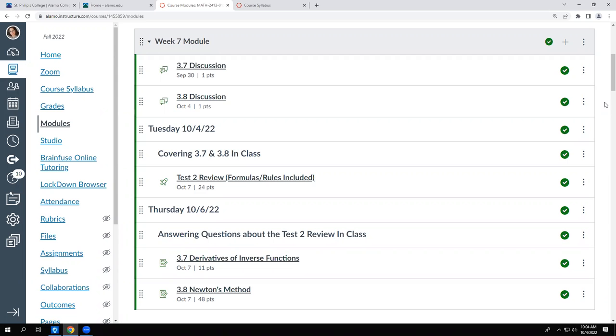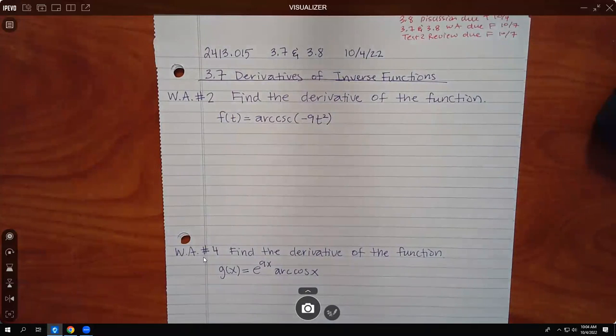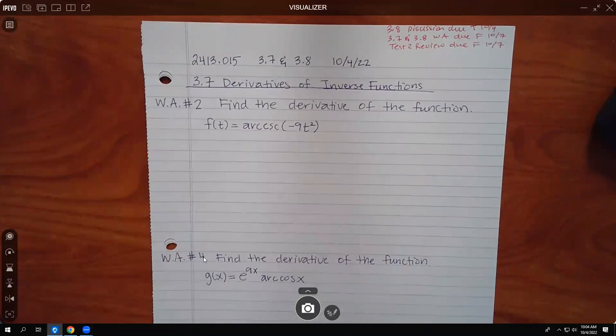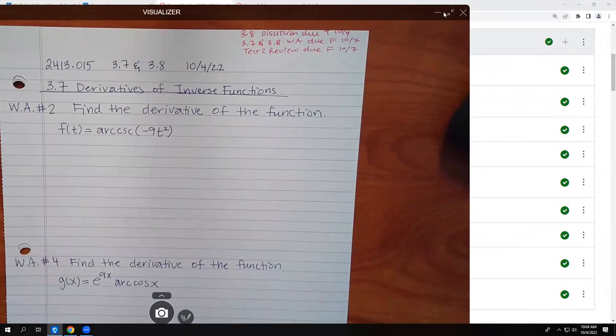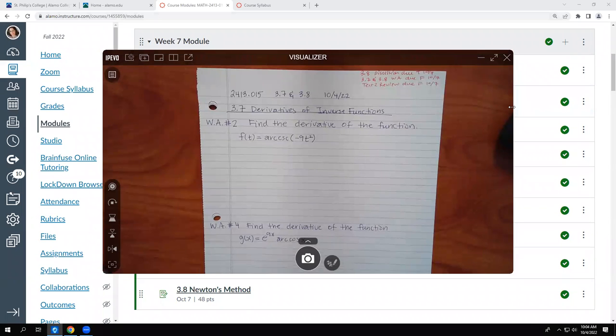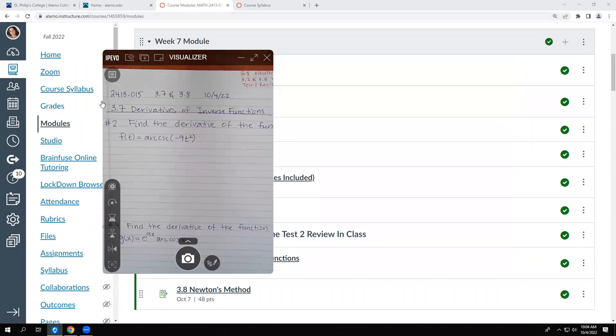Okay. So we're going to go ahead and talk about 3.7. I know most of you got through that discussion, and so you might have an idea of how to do the problems. But there are three rules that we need to use. And I'm actually going to have them on my paper, on my computer, side by side. So I'm going to put this over here. Let me shrink this a little bit.